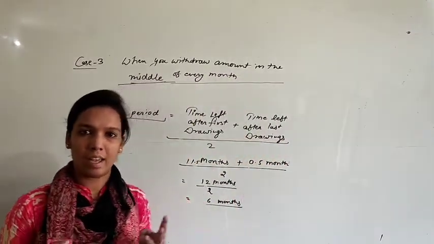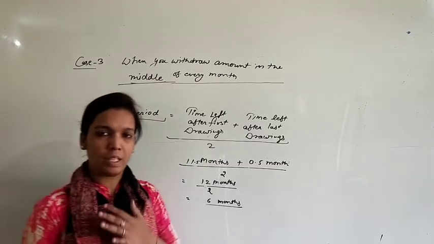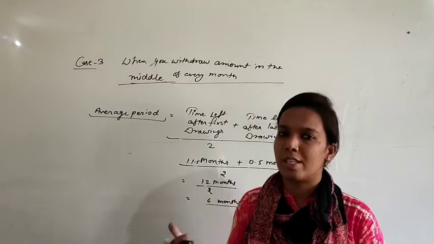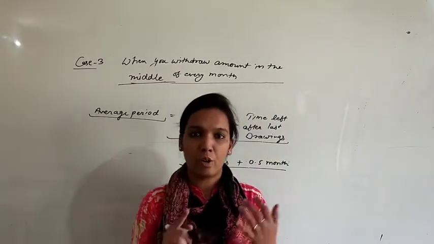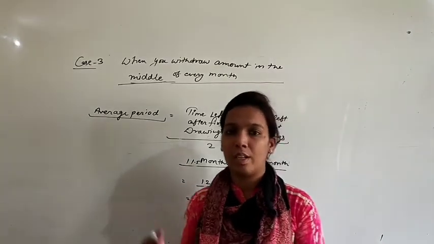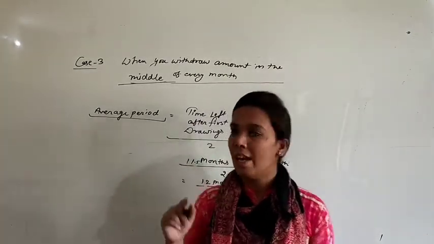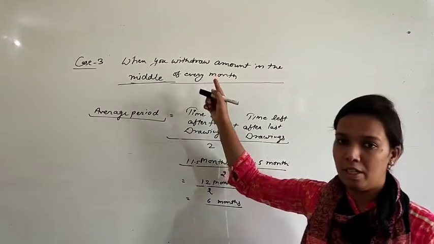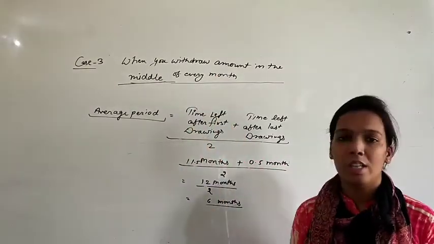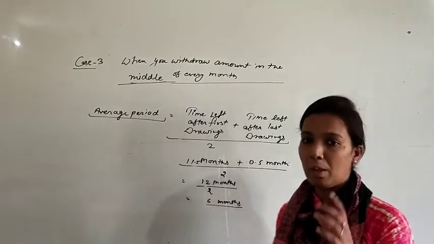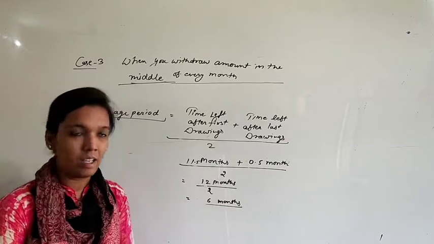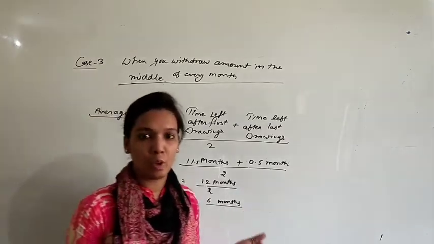Again, I am summarizing all these 3 cases. If you are withdrawing money at the beginning of every month, in that case you will calculate interest for 6.5 months. If you are drawing money at the end of every month, you will calculate interest for 5.5 months. And if you are drawing money in the middle of every month, in this case you will calculate interest for 6 months.